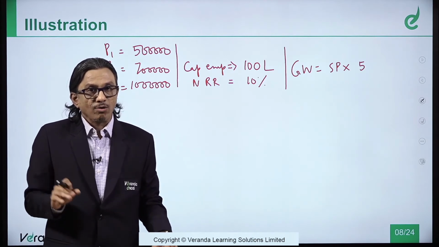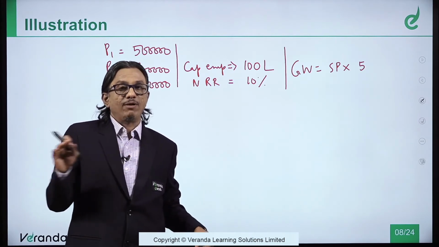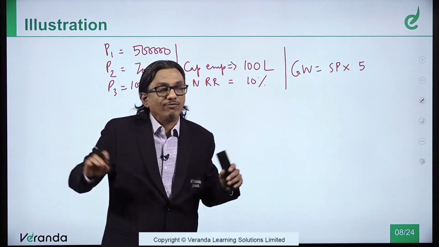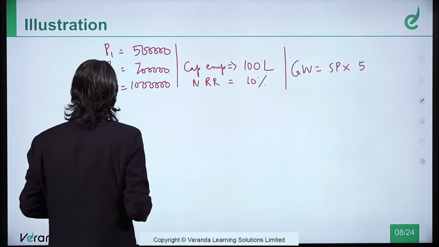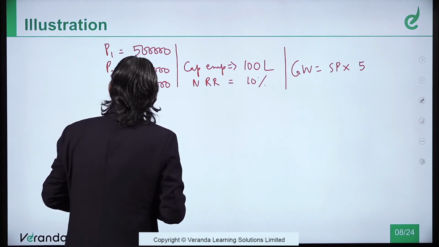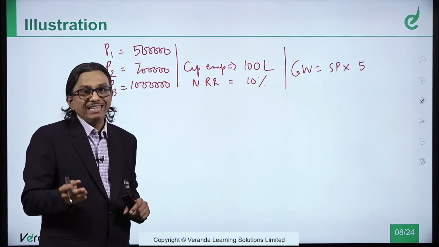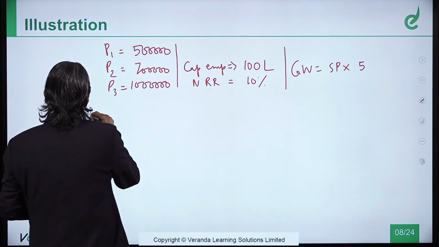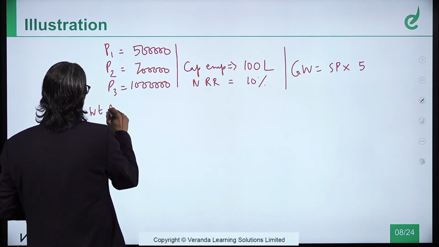We are given profit for the last 3 years, capital employed, and normal rate of return. How to find the value of goodwill? We have to see. We can see in this problem, the profits are continuously increasing. Therefore, we have to find the weighted average.